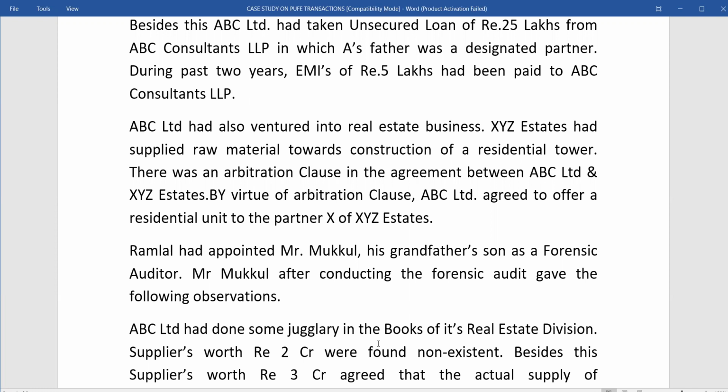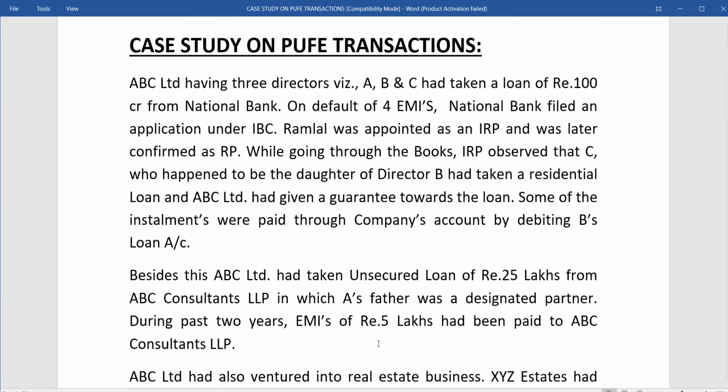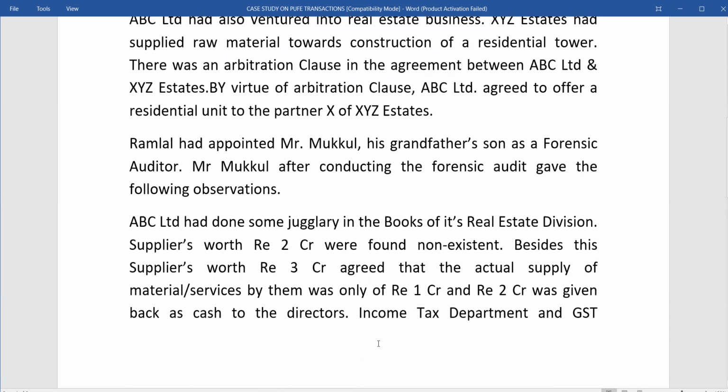Next. Ramlal had appointed Mr. Mukul, his grandson, as the forensic auditor. Now, who is Ramlal? Ramlal is IRP and now RP. So you have to see the relationship with the RP. The question here is whether IRP or RP can appoint his relative, his grandfather's son.